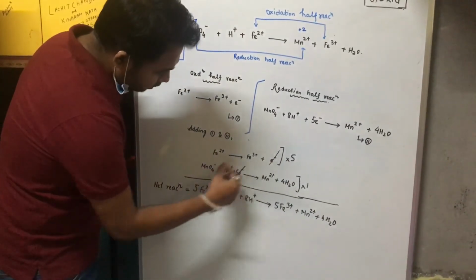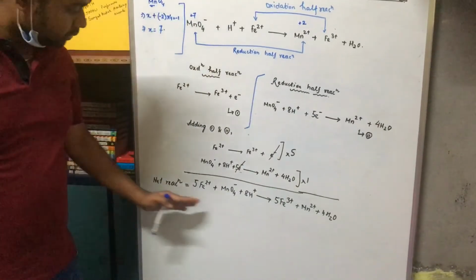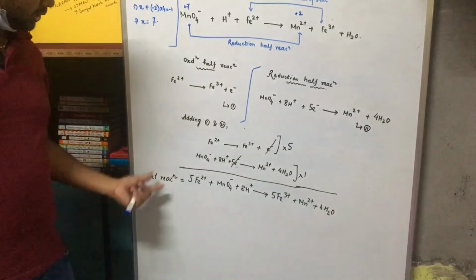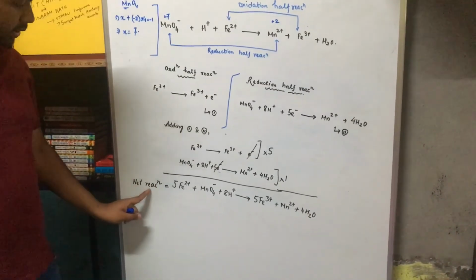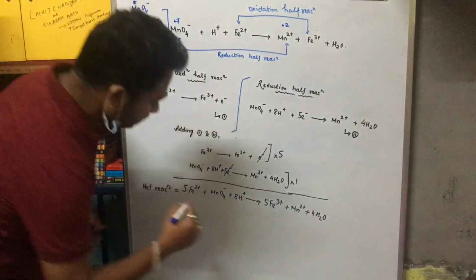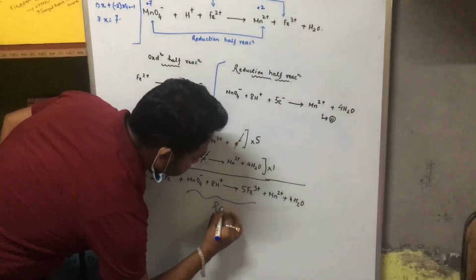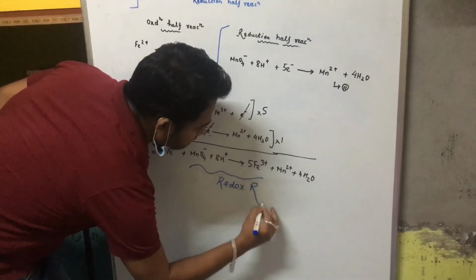We add to get the net reaction. This is the net reaction. This is the oxidation half reaction, this is the reduction half reaction, and this is also known as the redox reaction.